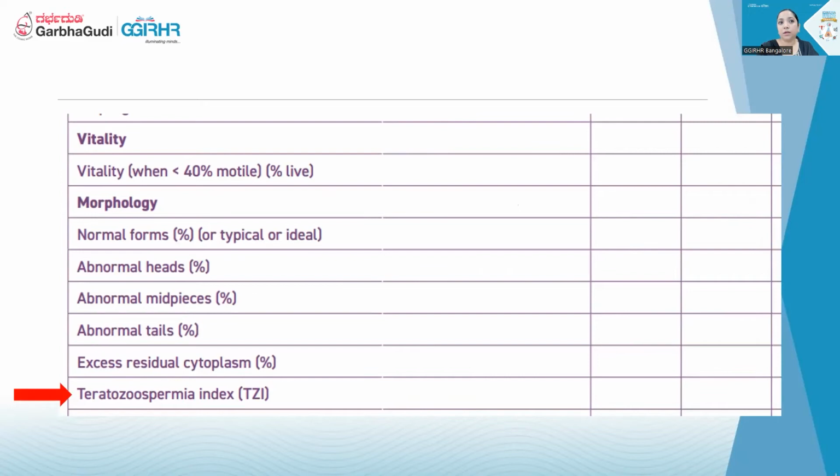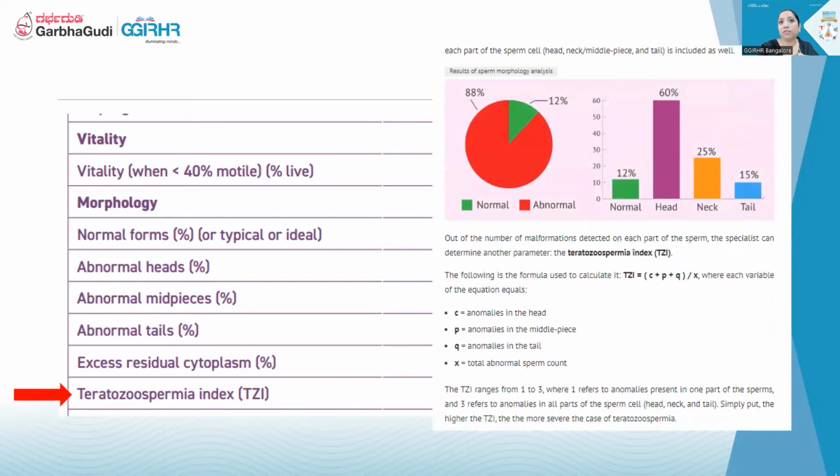So coming to the next parameter that is there in the semen analysis report, called the teratozoospermia index or TZI. So we'll look into what exactly the definition is. Here is the number of the malformations that have been detected in each part of the sperm. So the andrologist can calculate this TZI by calculating the anomalies in the head, the anomalies in the midpiece, and the anomalies in the tail, which are added up and divided by the total number of abnormal sperms.